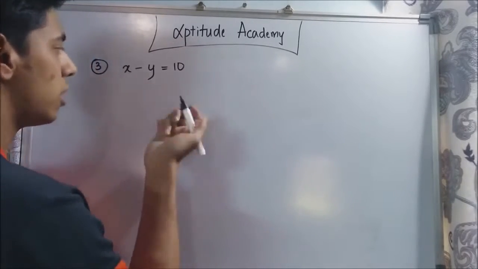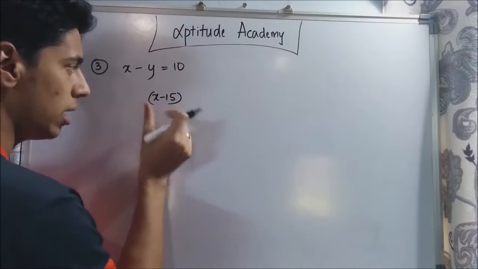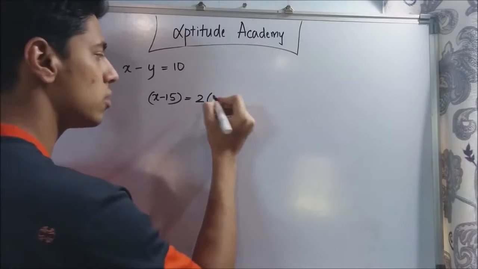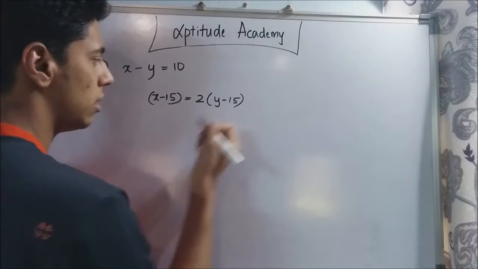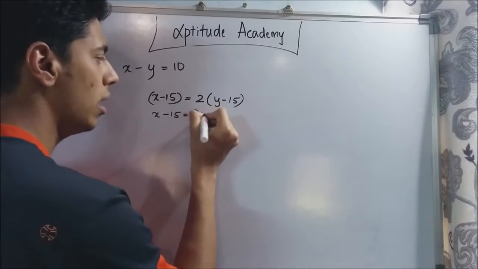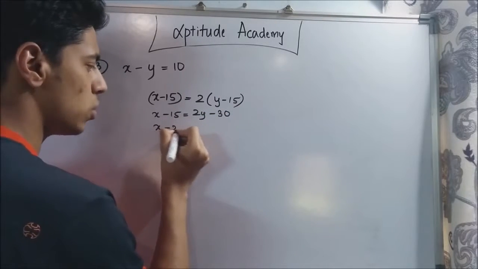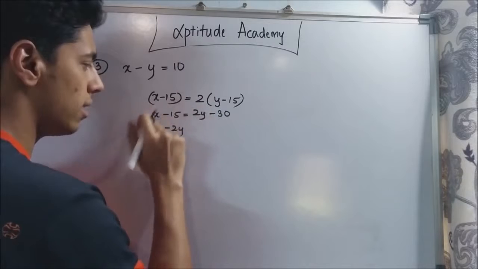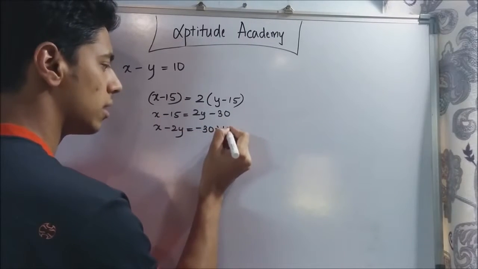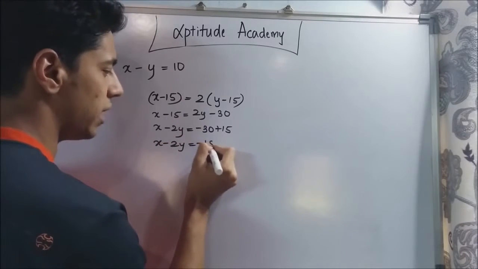Now 15 years ago, x minus 15, right? The elder one was twice the age of the younger one. The younger one also 15 years ago will be y minus 15. Now just solve this. So x minus 15 is equal to 2y minus 30, or x minus 2y, right? You bring the 2y here and you take the minus 15 that side. So it'll give minus 30 plus 15. So you have x minus 2y is equal to minus 15.